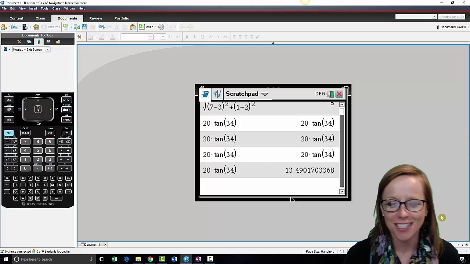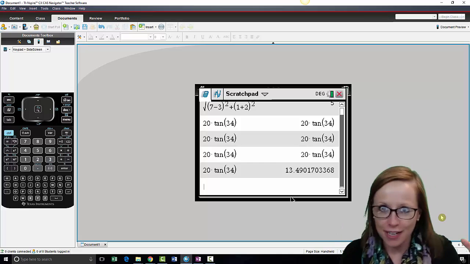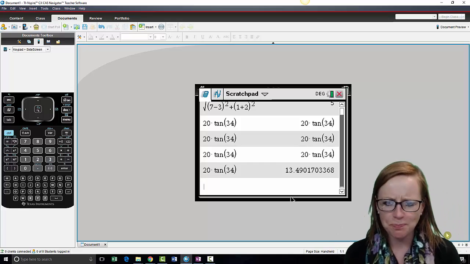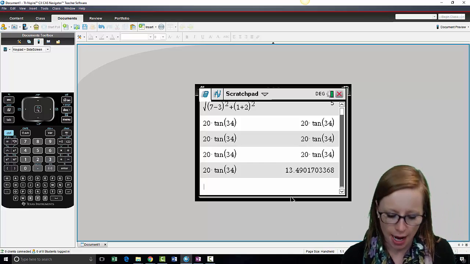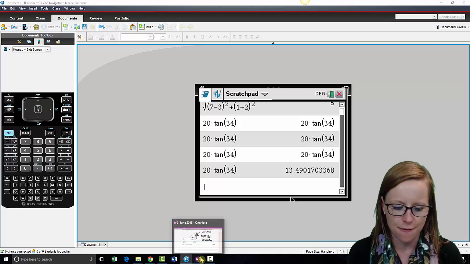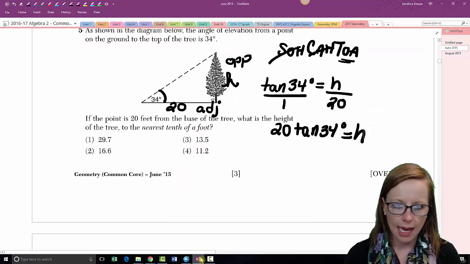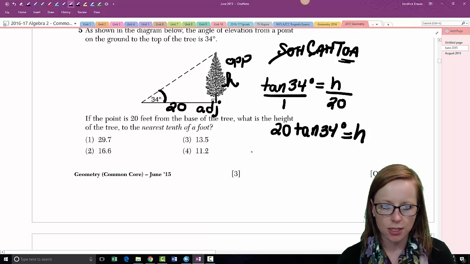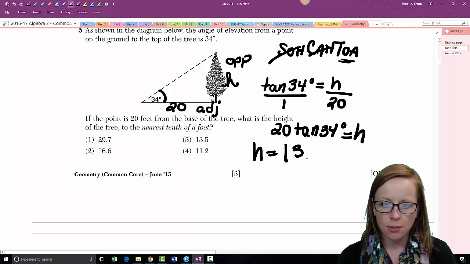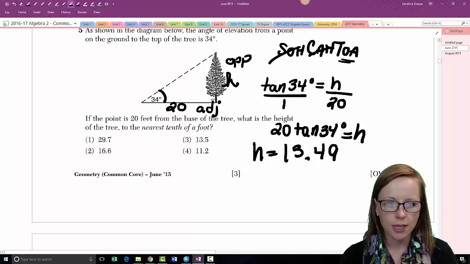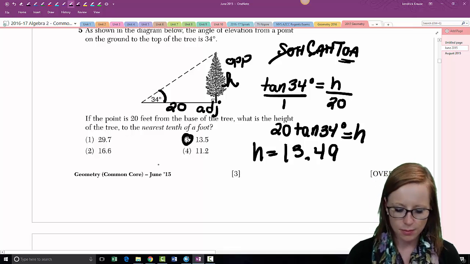Thank you very much. Okay, so I fixed it. Mr. Krause actually had to fix it. So 13.49 is the height of our tree. So h is 13.49. Well, looking at my choices, it's rounding up to 13.5. All right.